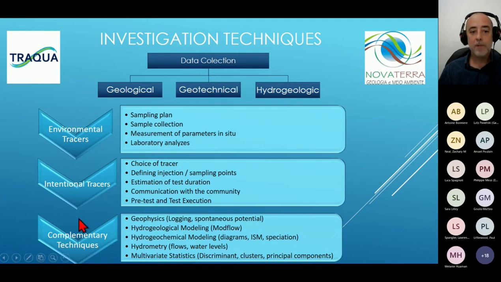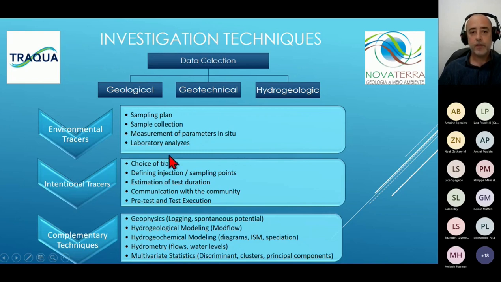Okay, and we have complementary techniques like geophysical logging, geoelectrical techniques, hydrogeological modeling like mud flow, free flow, for example, hydrochemical modeling like speciation modeling and mineral saturation, hydrometry, flows and water levels in dam sites, and multivariate statistics to analyze the environmental tracers.